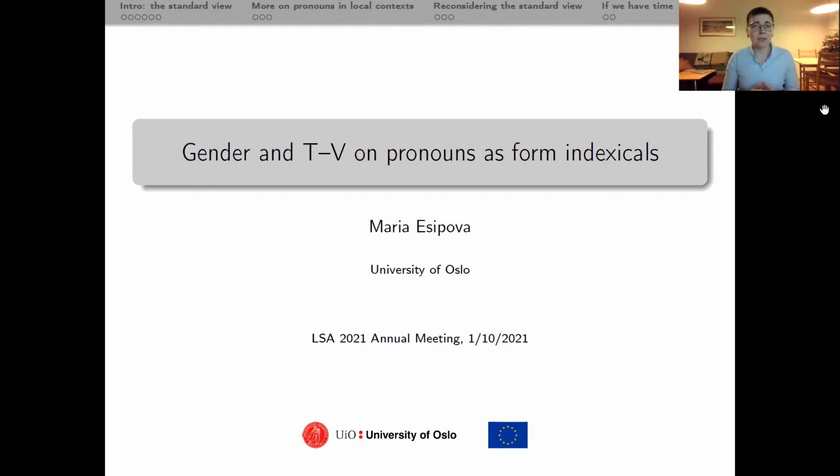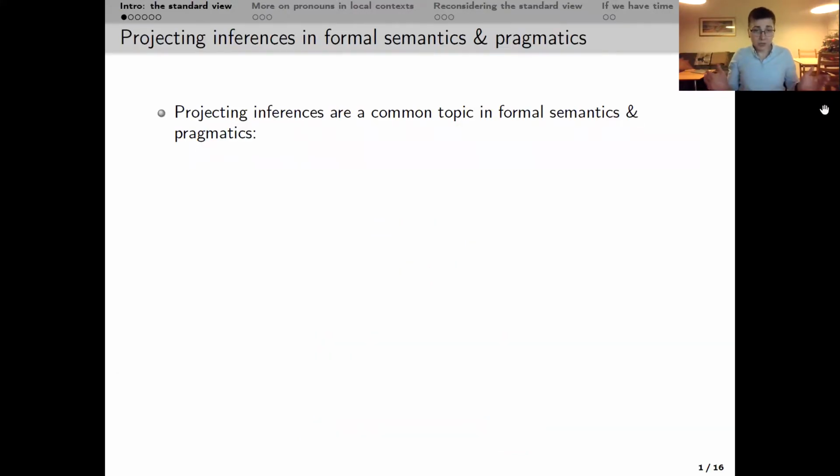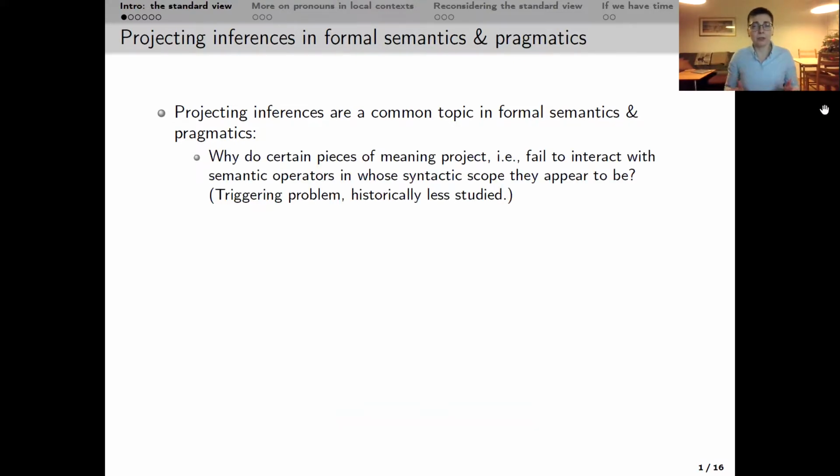I'll be talking today about how gender and TV features on pronouns have been traditionally analyzed in formal semantics and pragmatics, and why I believe this traditional approach is lacking in certain aspects. So projecting inferences are a very common topic in our field, and there are two questions that we usually ask about them. One is, why do certain pieces of meaning project in the first place? That is, why do they fail to interact with the semantic operators in whose syntactic scope they seem to appear.